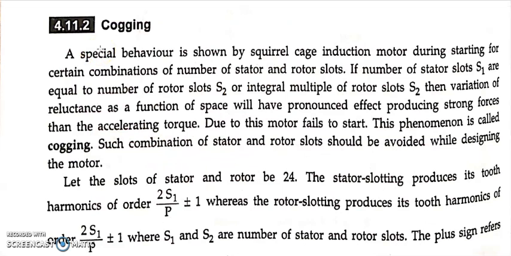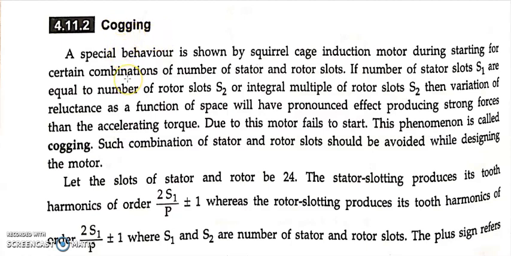Now let us see what is cogging, and this is also part of harmonic behavior. Remember, cogging as well as crawling is with respect to the squirrel cage induction motor and not the slip ring induction motor, as we have variable resistance in the slip ring induction motor. So the crawling and cogging effects will not be seen there. In the squirrel cage induction motor, we have no such options, so the cogging as well as crawling effects are seen there.